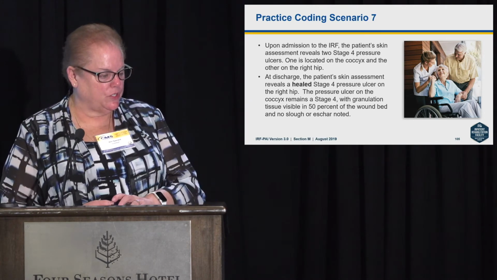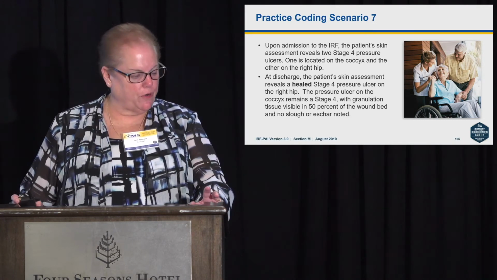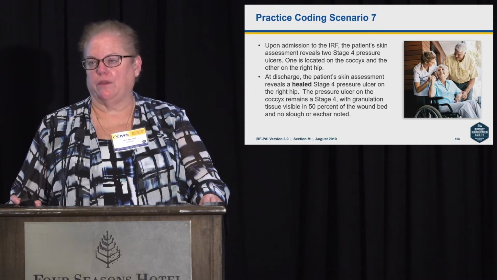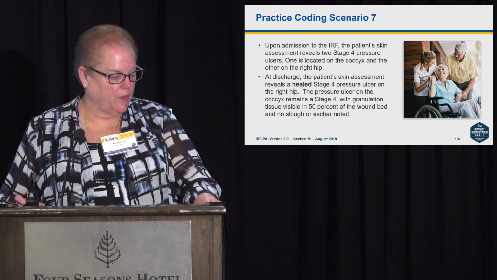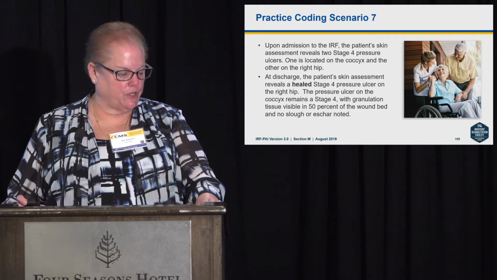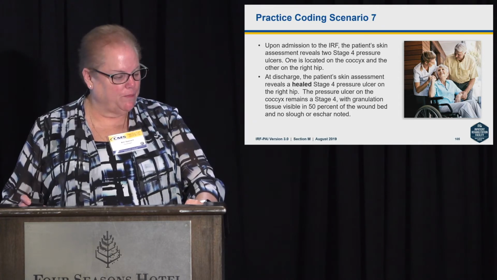So upon admission to the IRF, the patient's skin assessment reveals 2 stage 4 pressure ulcers. One is located on the coccyx and the other is on the right hip, so 2 stage 4s. At discharge, the patient's skin assessment reveals a healed stage 4 pressure ulcer on the right hip. Yay to the care that was provided.